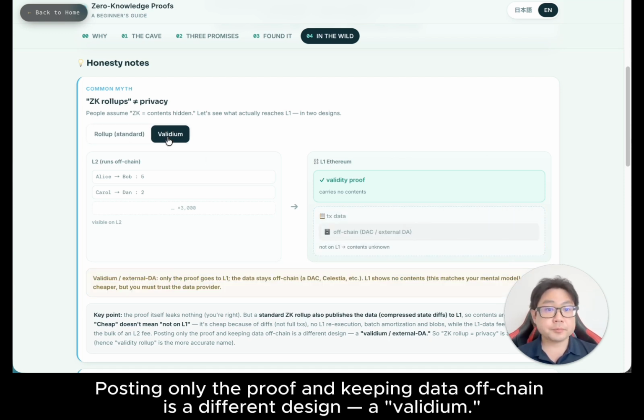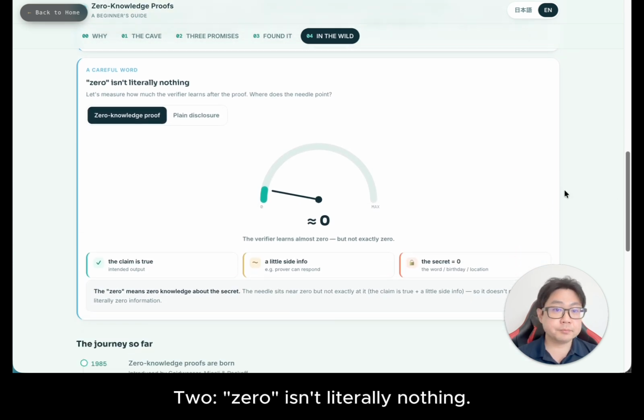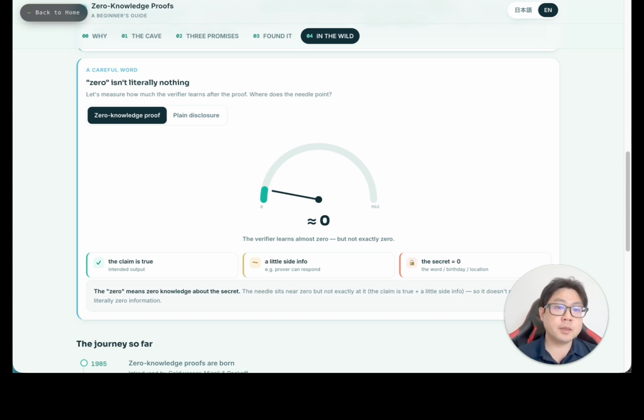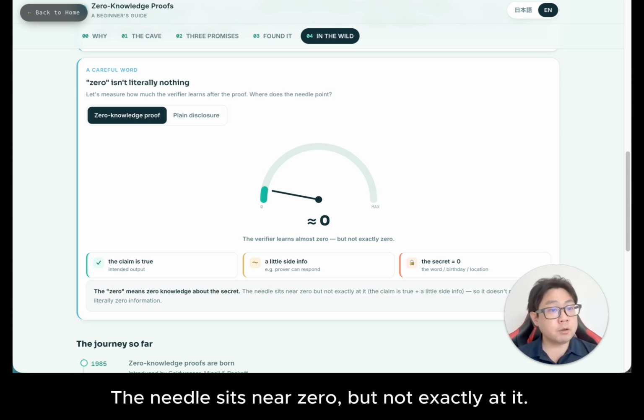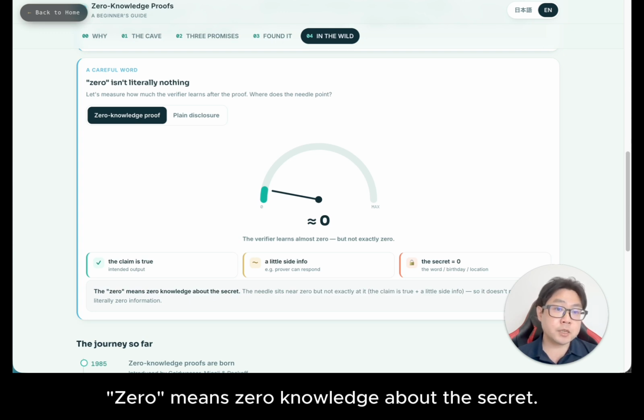And posting only the proof and keeping data off-chain is a different design, a Validium. Next, 2. Zero isn't literally nothing. The verifier learns that the claim is true, plus a tiny bit of side information. The needle sits near zero, but not exactly at it. Zero means zero knowledge about the secret.